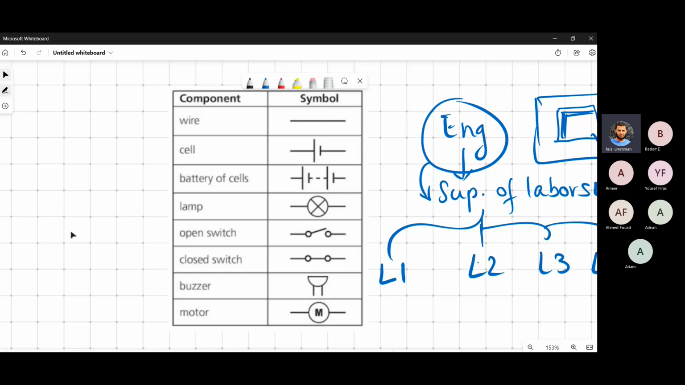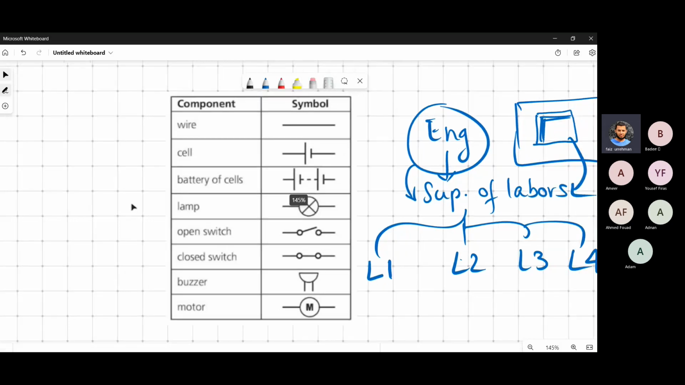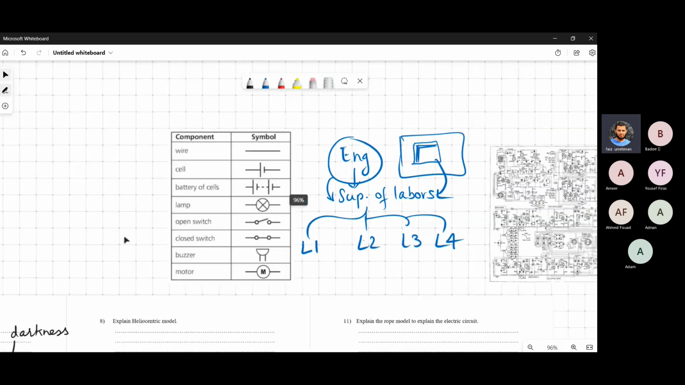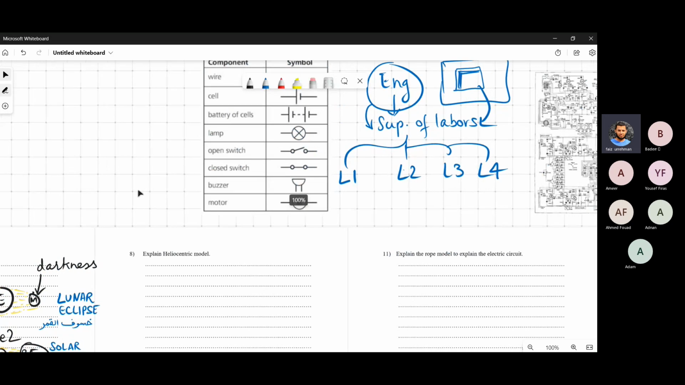It creates a sound. Or the buzzer can be used in case of an emergency, like if there is a fire. Then what will happen? The sensors in the ceiling. You have this room, okay? And on the ceiling, you have some sensor here. Sensor.